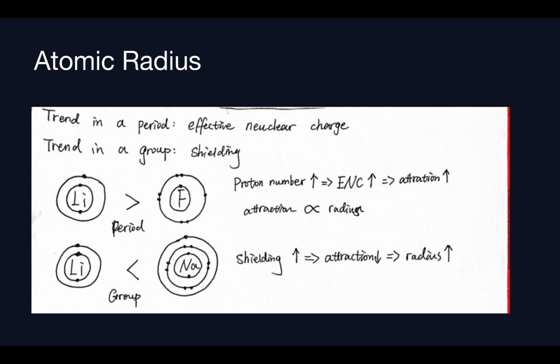which lowers the attraction between nucleus and electrons. So when attraction is less, then the radius increases because the protons cannot hold the outer electrons anymore. So they fly a little bit farther and it increases the radius. So in this case, sodium has higher atomic radius.